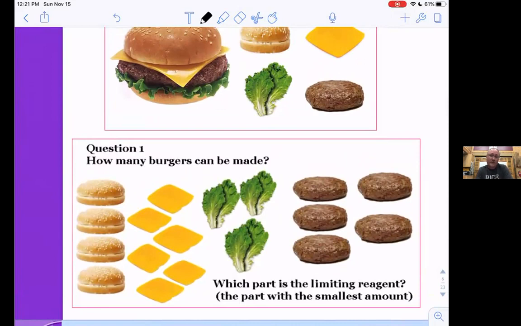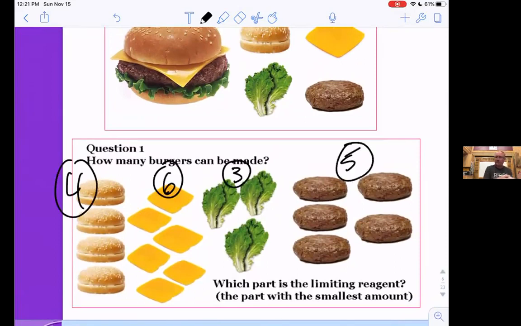With 3 sets of lettuce, you could make 3 burgers, and you could make 5 burgers with it. So if I just converted to how many burgers I could make with each, I could make 4 with this, I could make 6 with this, I could make 3 with this, and I could make 5 with these burgers. Not really, but that's how many I could make max.